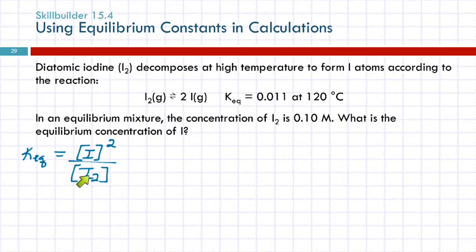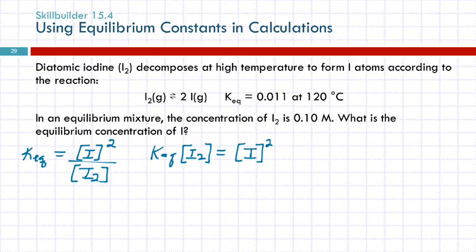We're trying to find the concentration of I. So if we cross multiply to get rid of the fraction, we're going to get KEQ times I2 equals the concentration of I squared. Well, that kind of worked out nicely, right? We want I by itself. Here we've got I by itself on one side of the equation. But this isn't just I, it's I squared.